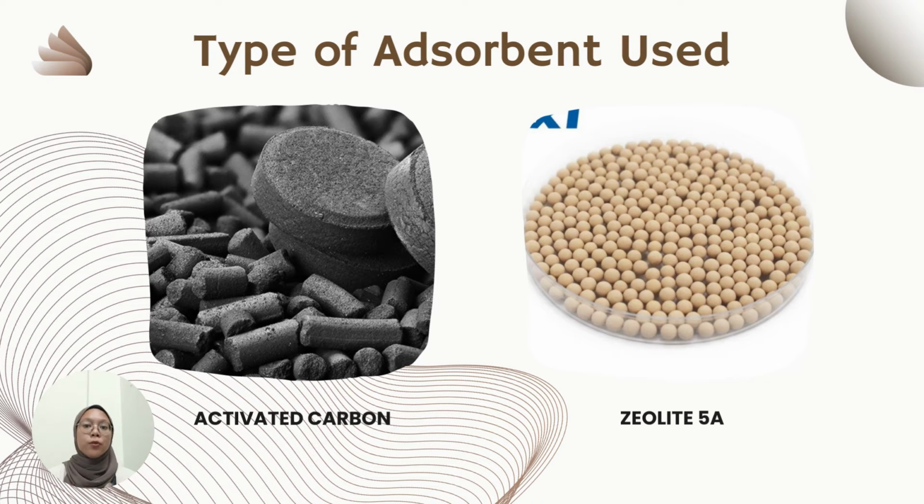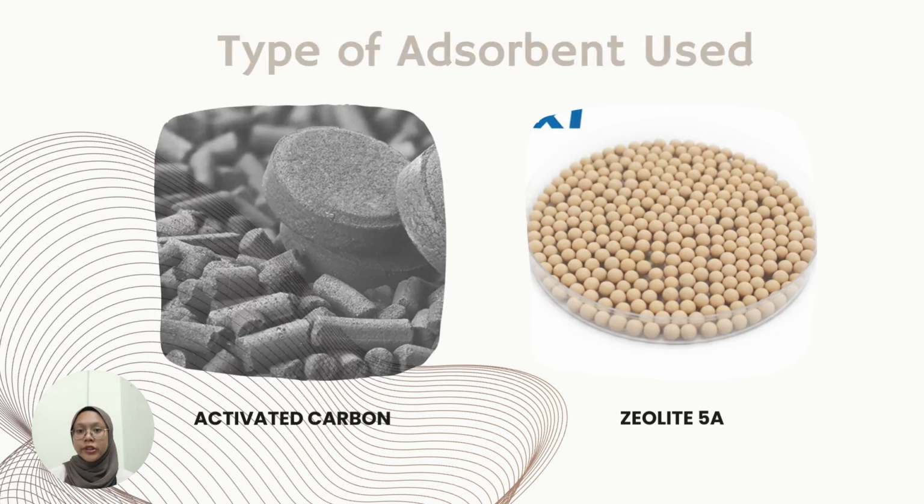Activated carbon is a highly porous material that can provide a large surface area, which makes it an effective adsorbent. Meanwhile, for zeolite 5A, where 5A represents the porous opening of 5 angstrom, zeolite 5A has well-defined structures that can separate gases by using their molecular size or polarity.